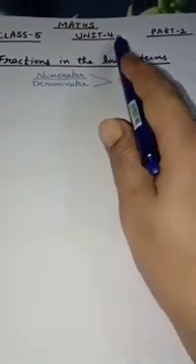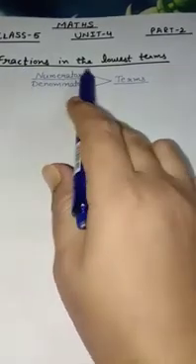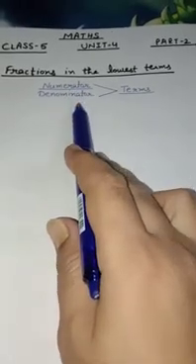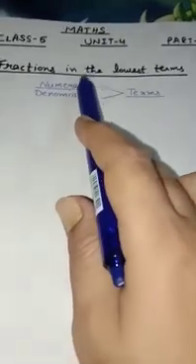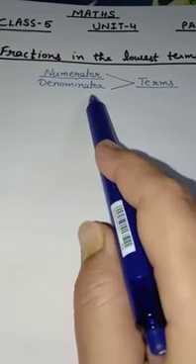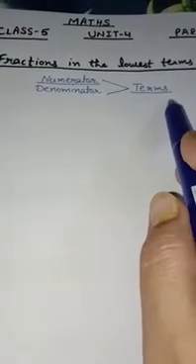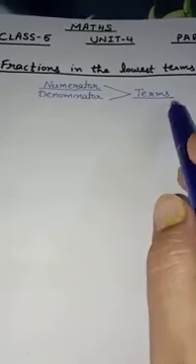In unit 4, today we will discuss fractions in the lowest terms. As we all know, a fraction can be written as numerator by denominator, and these numerator and denominator are called terms of the fraction.